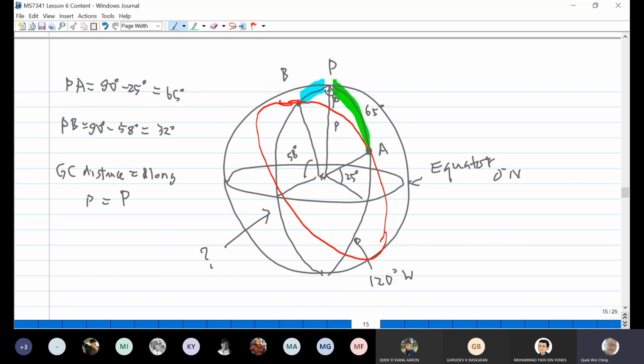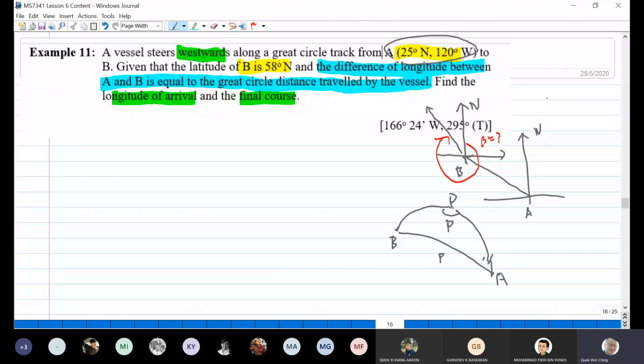Okay, then you can transfer this diagram to the next one. Before I go back, maybe I just take this picture and send it to you now. Okay, so let's draw it. So I know PB is 32 degrees. PA is 65 degrees.